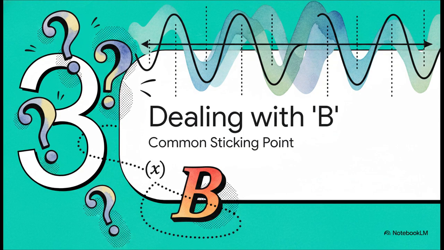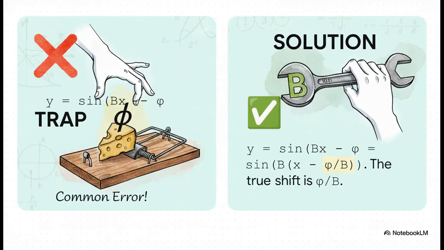Okay, so you've got the basics. You're feeling good. Now let's throw a little curveball in there, because this next part is, without a doubt, where most people get tangled up. It's what happens when there's a number, which we call b, right next to the x inside those parentheses. On the screen, you can see the classic trap right next to the correct way to handle it. You see an equation like sine of bx minus phi, and it is so tempting to just say, oh, the shift is phi. That is the trap.